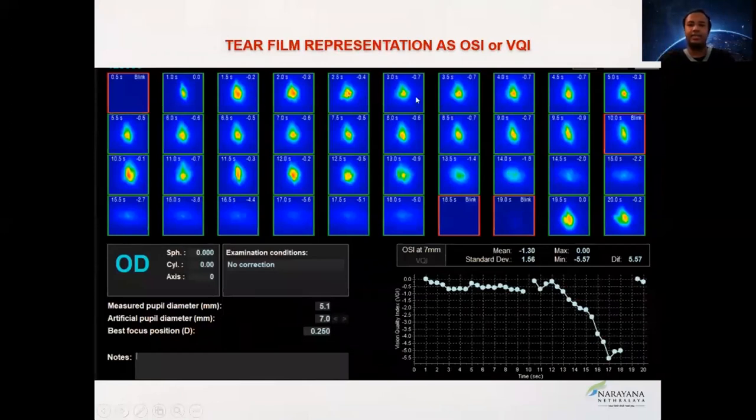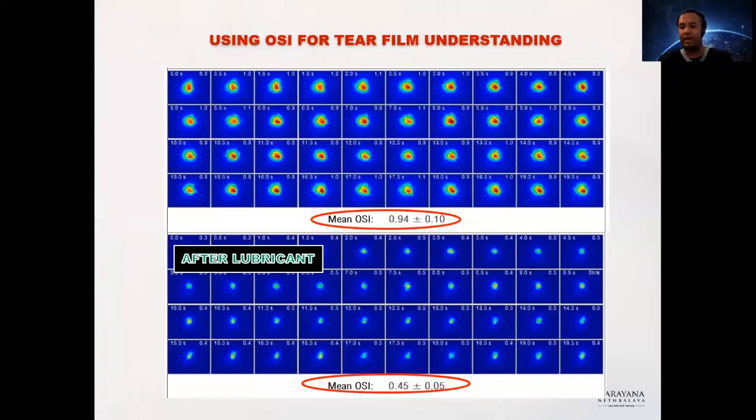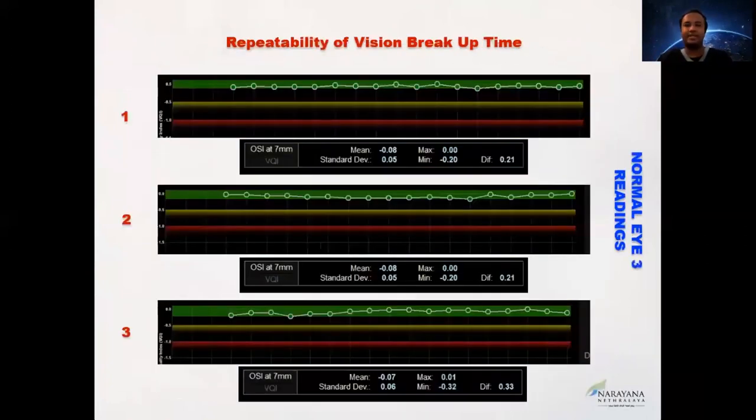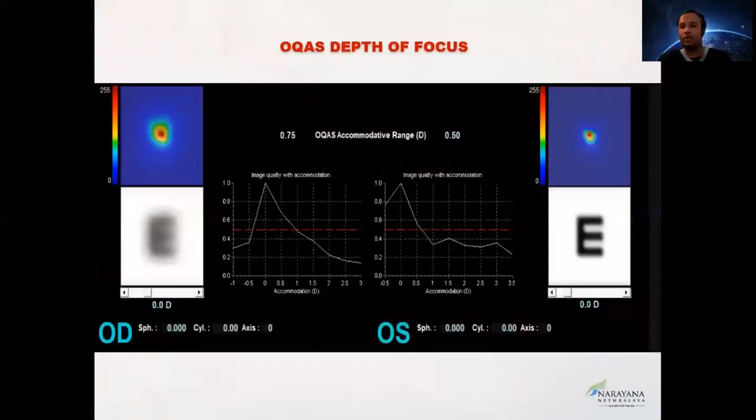If you look at the scatter, you can see the scatter once the patient blinks and how much scatter is present. And like I said, the way of interpreting this is through an index which is known as the mean objective scatter index. If you look at this patient, this patient had poor tear film optics. And after applying lubricants, you can see, this is just to demonstrate, utilizing OQAS, how we can assess even post lubricants that the tear film optics has actually improved. So repeatability, yes, it is a very repeatable device. It also gives an option of a depth of focus. I won't be covering too many aspects. I've spoken about an important aspect of tear film analysis, especially the mean objective scatter index on the OQAS.